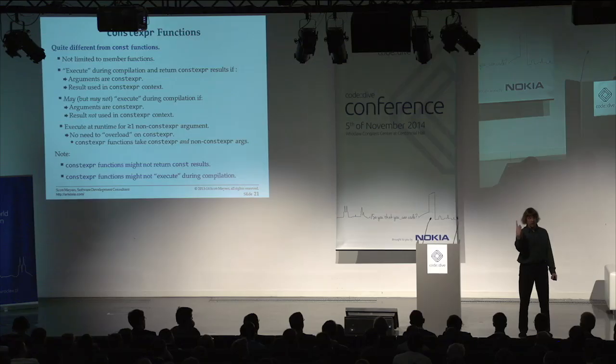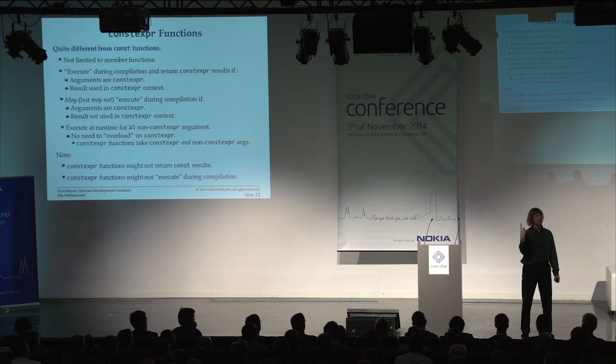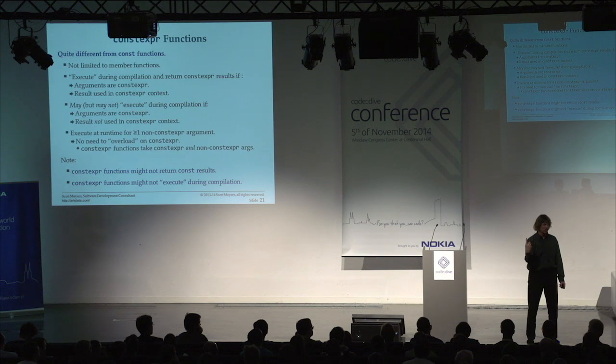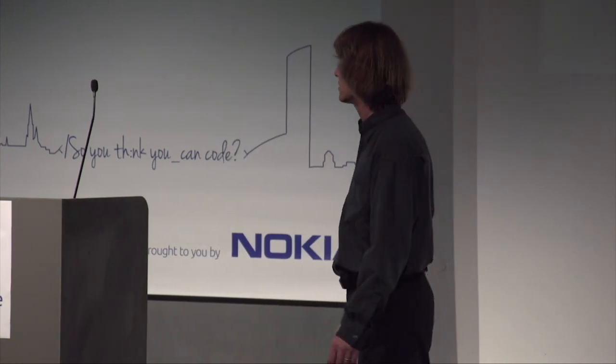So you write one function, you declare it constexpr, which says if the arguments are available during compilation and the result is needed during compilation, you must compute it during compilation. Otherwise, the compiler is free to perform the computation at runtime.